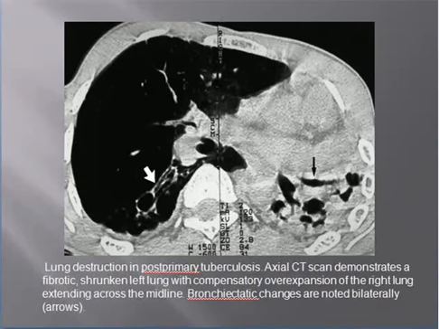Another demonstration of post-primary tuberculosis: severe lung destruction. Axial CT demonstrates a fibrotic, shrunken left lung with compensatory overinflation or overexpansion of the right lung, extending across the midline. Bronchiectatic changes are noted bilaterally, arrows. These are the traction bronchiectasis due to the presence of the fibrosis.